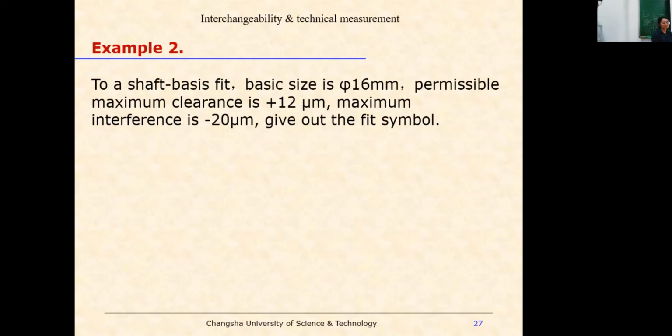It's zero for K, M, N. Not always. Only for KMN. I mean KMN is the transition fit. When it is the shaft basis, when the shaft is basic, that one is zero, the initial zero.